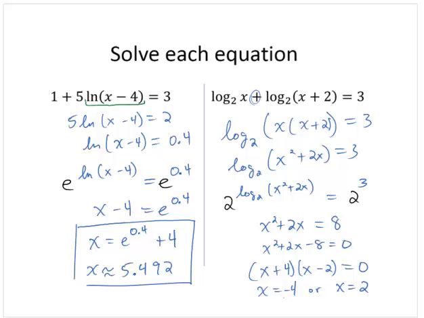Alright, now we have to be very careful here. We notice that x cannot equal negative 4, because if I substituted negative 4, I would have the log base 2 of negative 4. Negative 4 is not in the domain of that basic logarithmic function, so we have to exclude x equals negative 4. Log base 2 of 2 I can evaluate, and the log base 2 of 2 plus 2 is 4. I can evaluate the log base 2 of 4. So I can accept x equals 2.